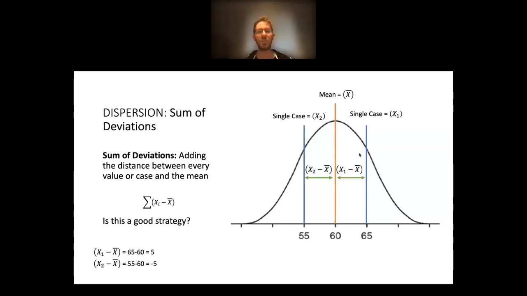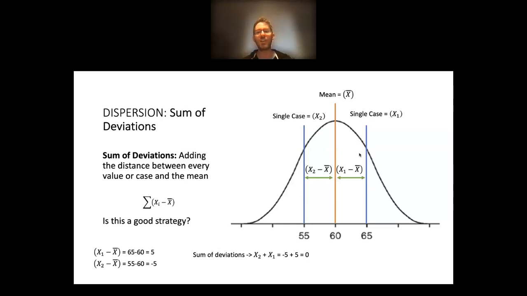So in this case, we have one example where x2 is 55. And when you take 55 minus the mean, 55 minus 60, you get a negative 5. And since all of the values above the mean are positive and all the values below the mean are negative, and they are the exact same weight, they cancel each other out. So the sum of deviations will always be 0. There is no exception to this. They will always be 0.